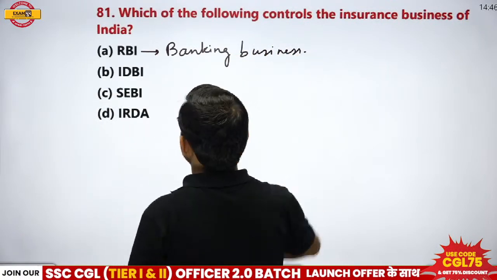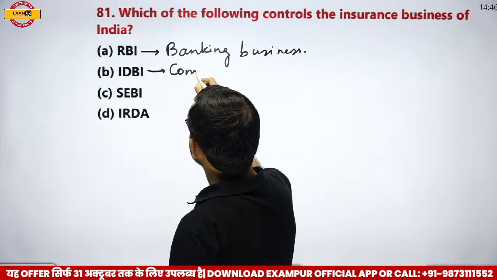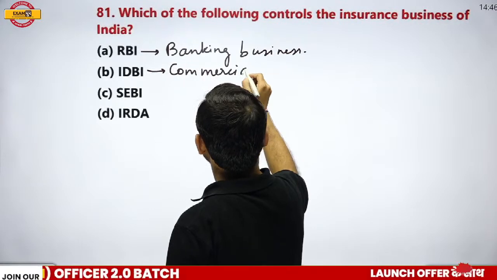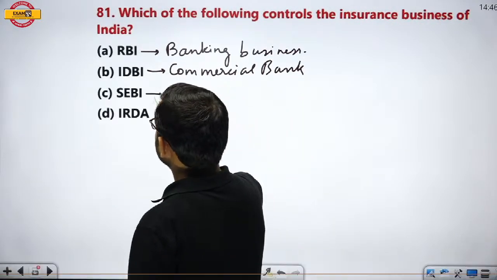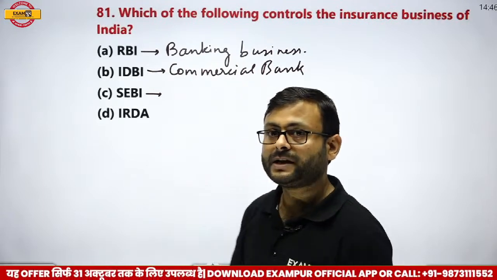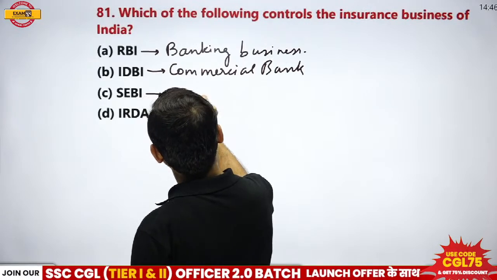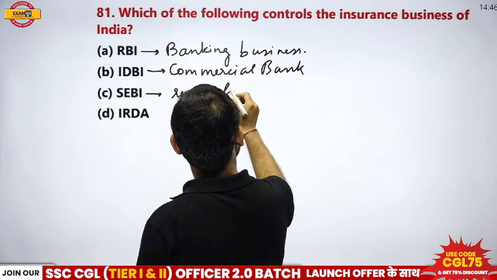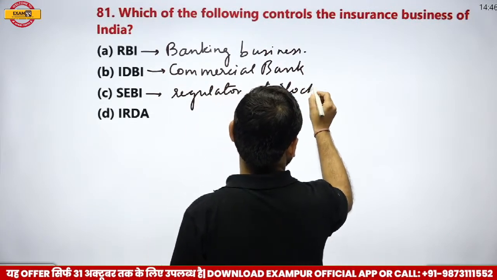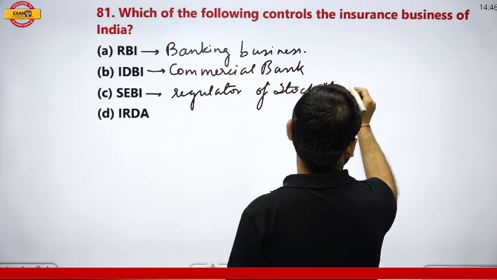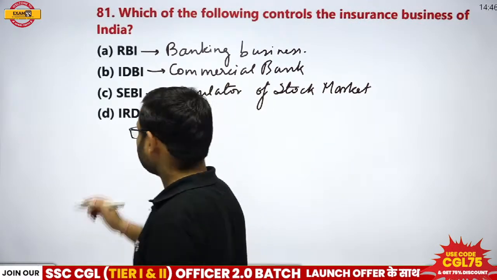It is the regulatory body of banking business, and it is a commercial bank. And when we talk about SEBI, it is known as Securities and Exchange Board of India, and it is the regulator of stock market. And we talk about the IRDA.